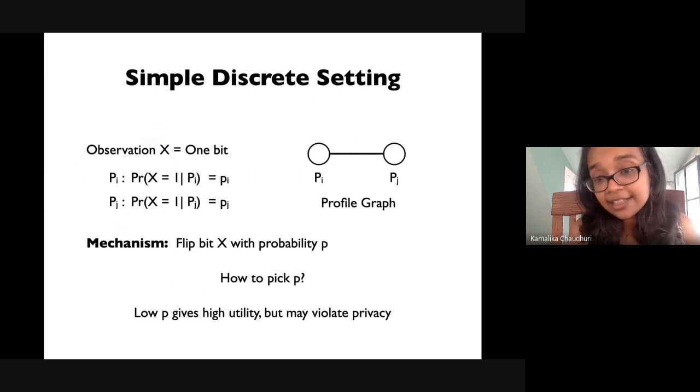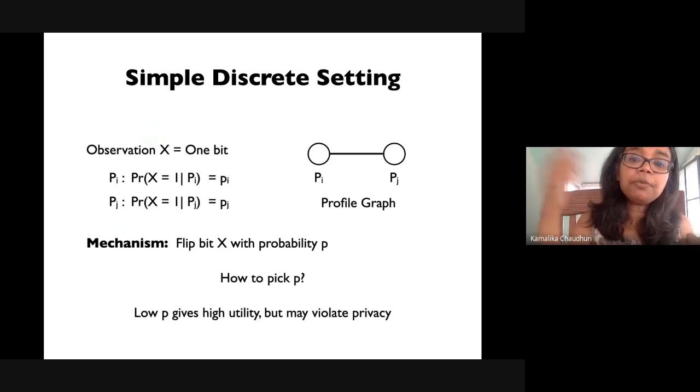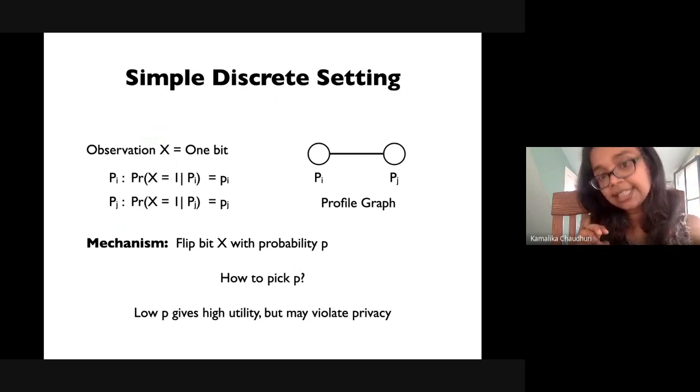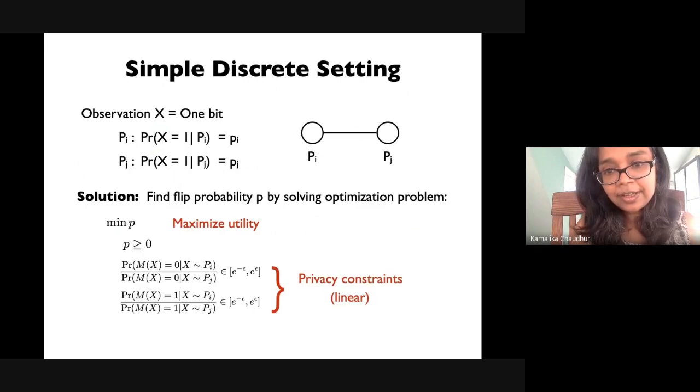And your mechanism in this case is one of the simplest things you can think of: randomized response. You just flip your bit with probability p, right? So how do you pick the probability of flips? Well, if you pick a low p, then you will get high utility. Your bit would be the same every time, quite close to what it was before, but it may violate privacy.